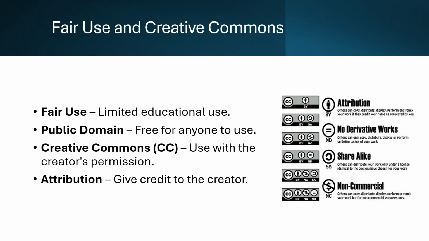But not all copyrighted material is off limits. Fair use allows limited use of copyrighted material without permission for purposes like education, criticism, or news reporting. The public domain is creative works that anyone can use because they're not protected by copyright. Creative Commons are licenses that allow creators to give others permission to use their work under certain conditions. Attribution just means giving credit to the original creator when using their work.